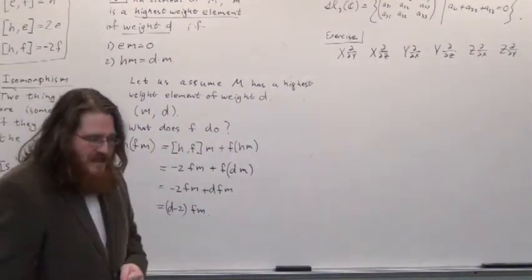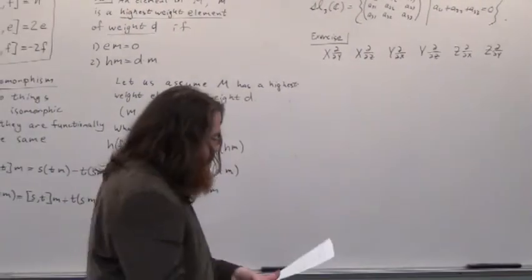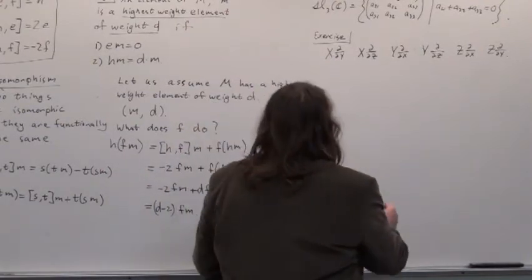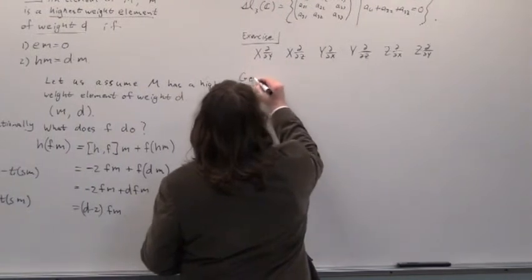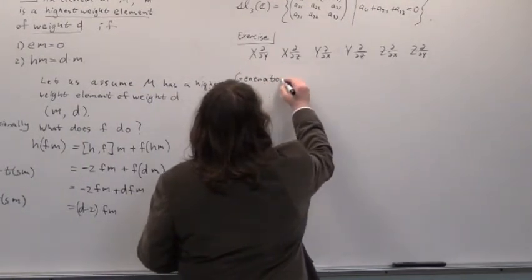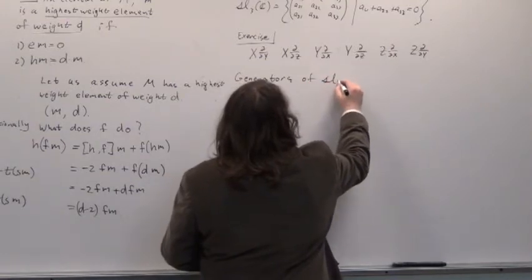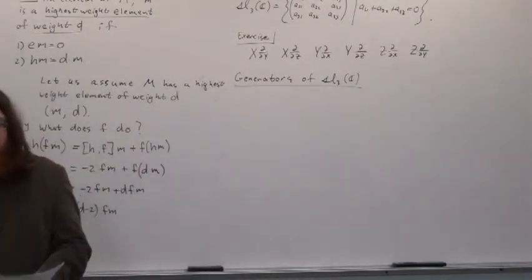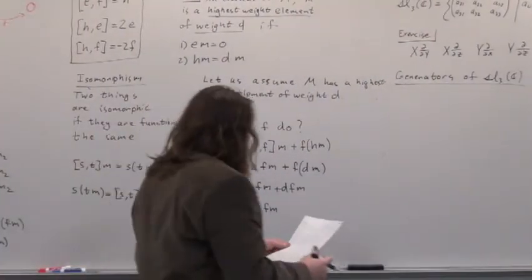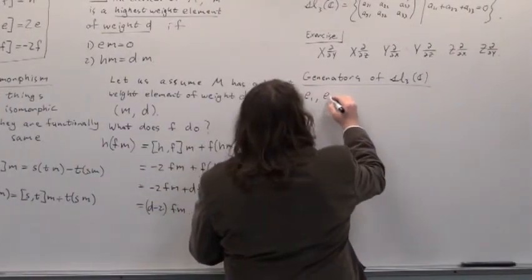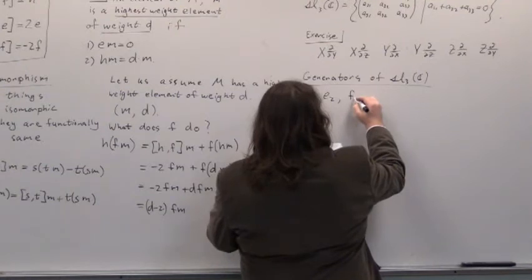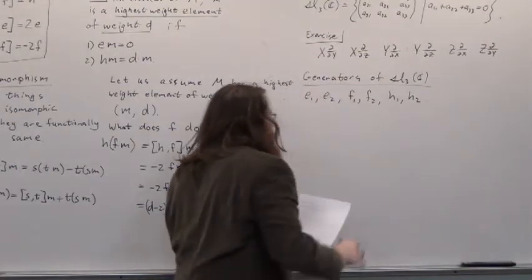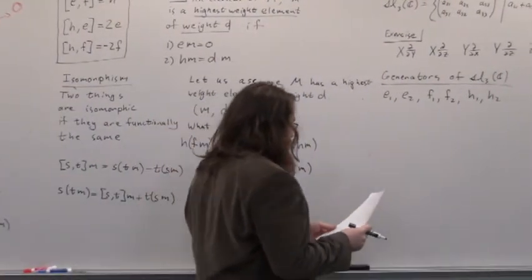Really, what are the fundamental ideas? Well, SL3 is really generated by 6 elements, and they have the following properties. So generators. In other words, what are my really fundamental building blocks? If I break it down as far as I can go, what are my building blocks? Well, there's 6 of them: E1, E2, F1, F2, H1, H2. And they have the following brackets.